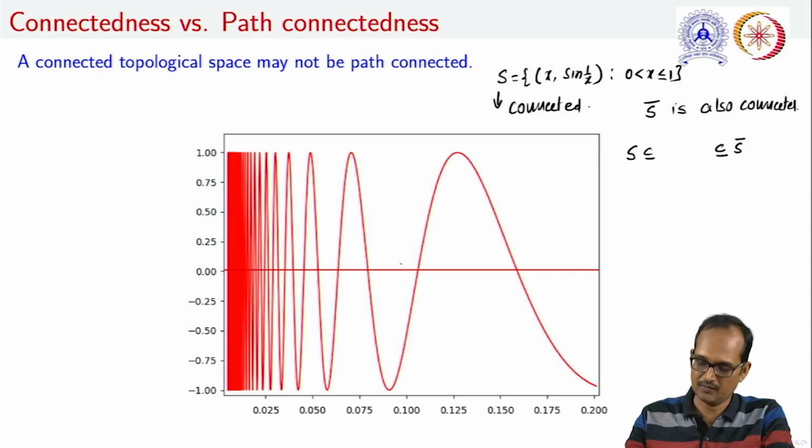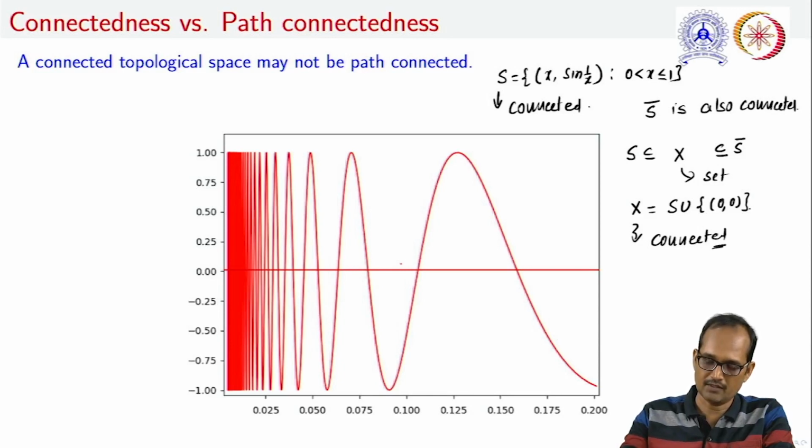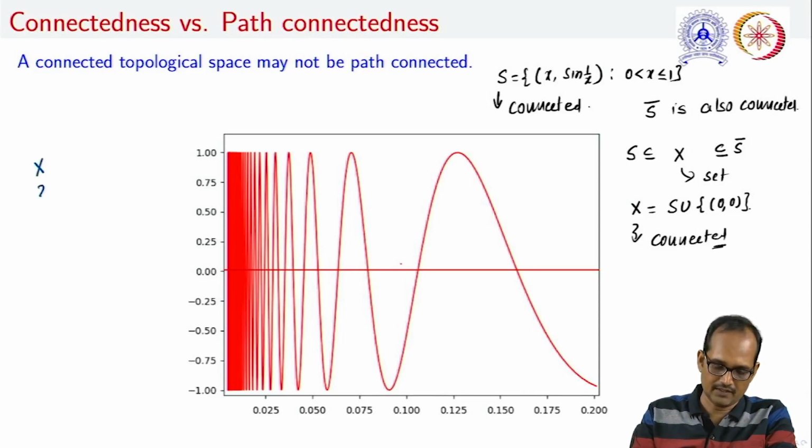Not only its closure, but any set lying in between S and the closure of S will also be connected. So we take a set X, which is precisely S together with one more element, the origin. We are including the singleton set. From the concept of connectedness, it is clear that this set is connected, but we can justify that this X is not path connected.